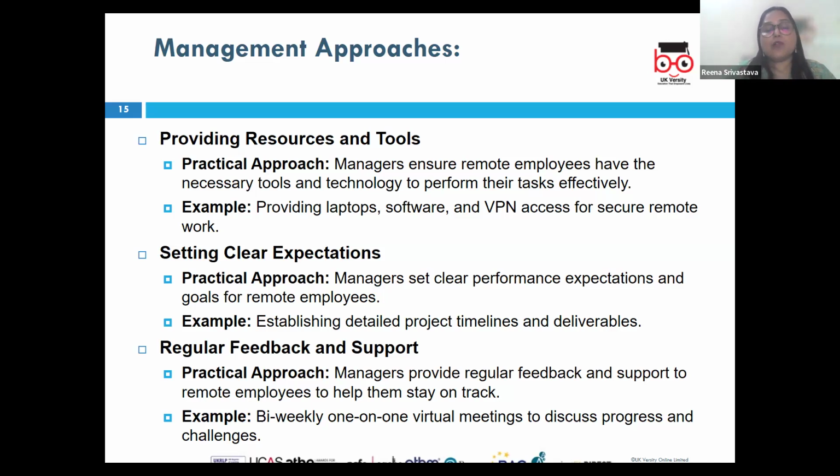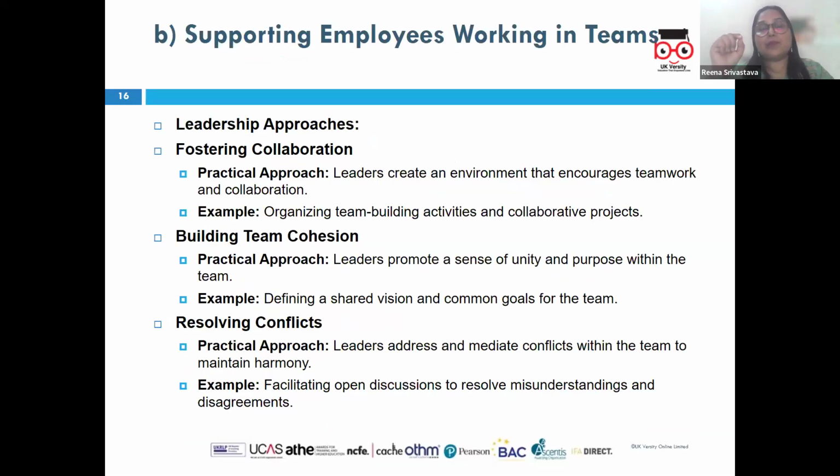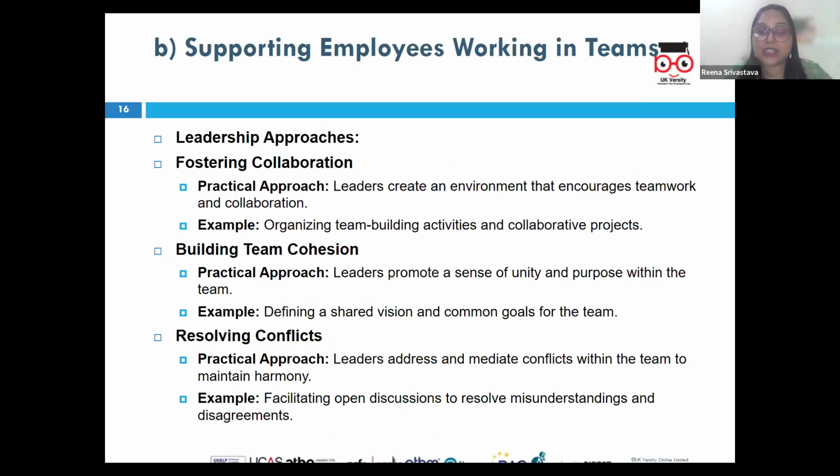So now, if you take a look at what the leadership approach is when an employee is in a team setting. Now, in a team setting, obviously, we go back to the same one, that is communication.